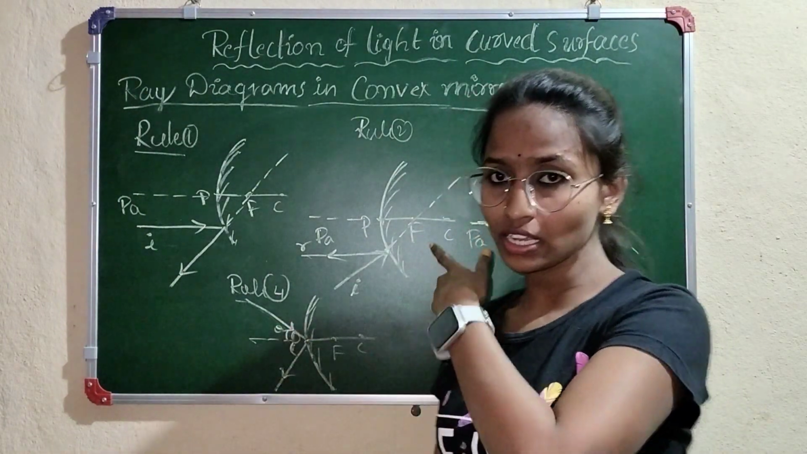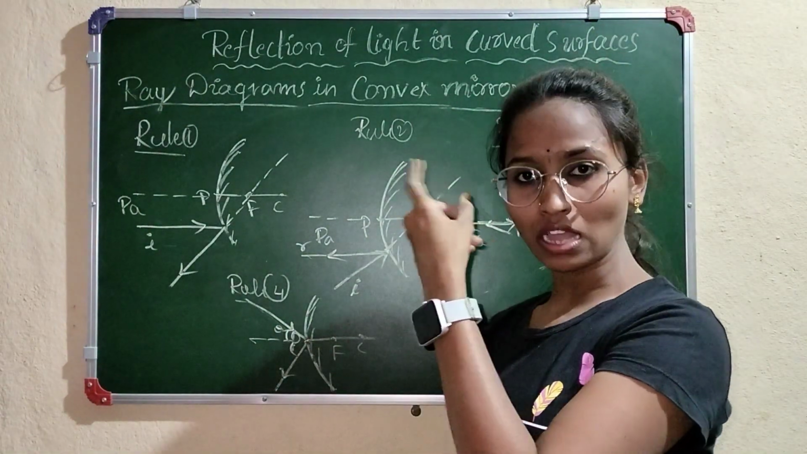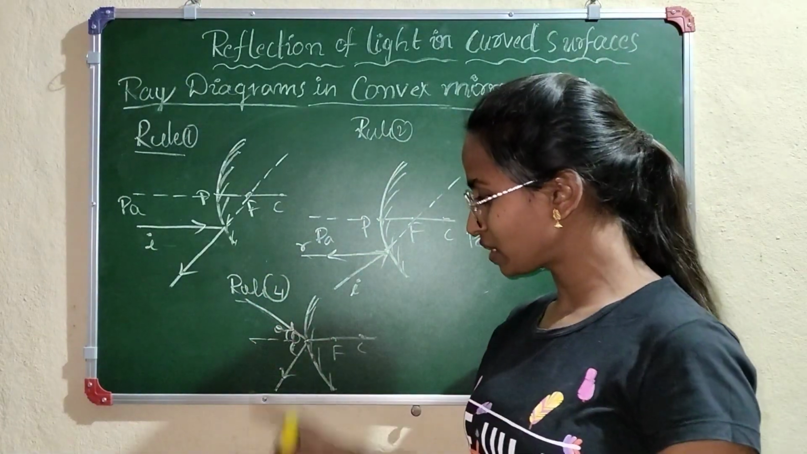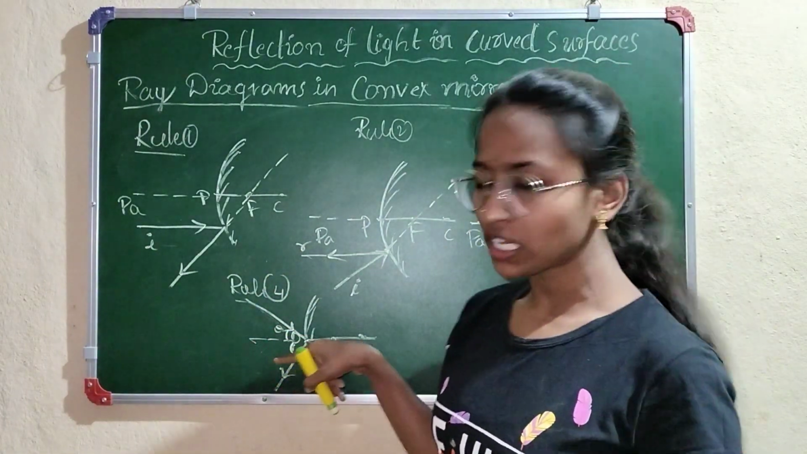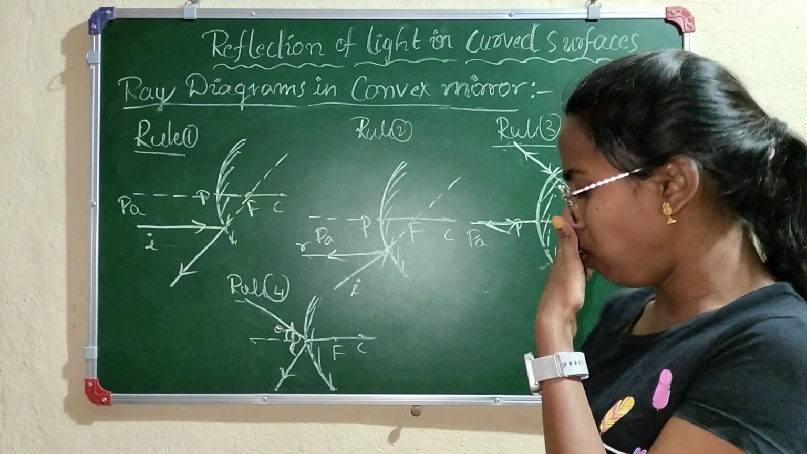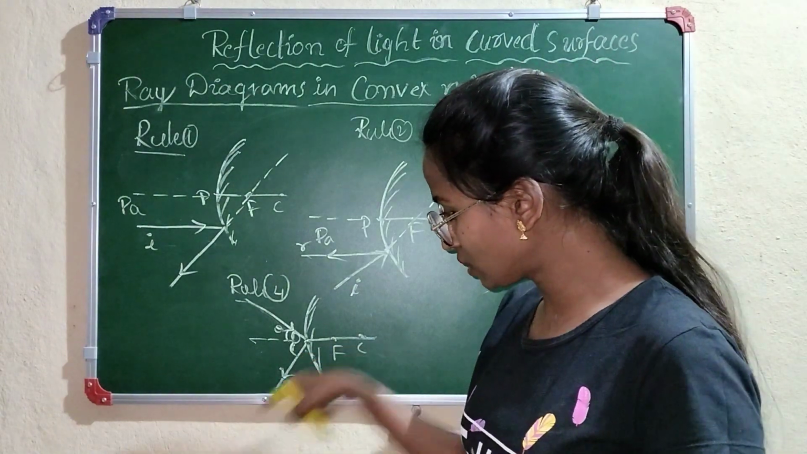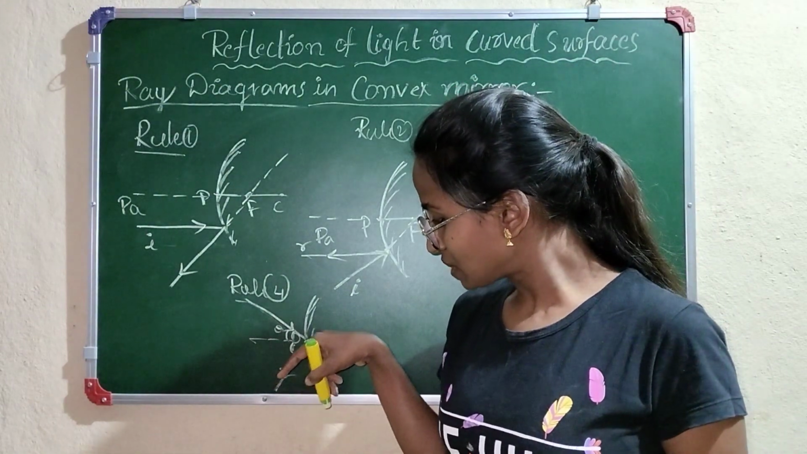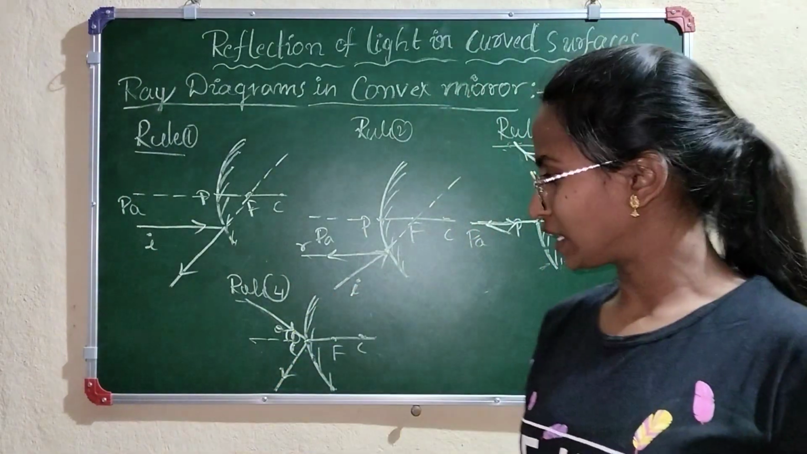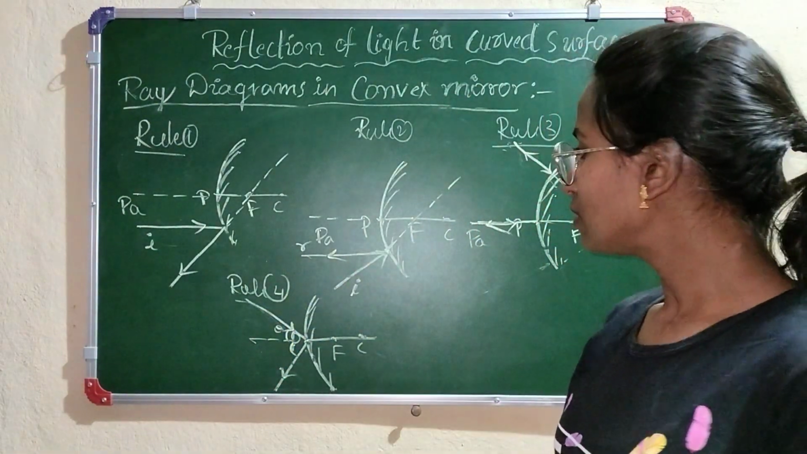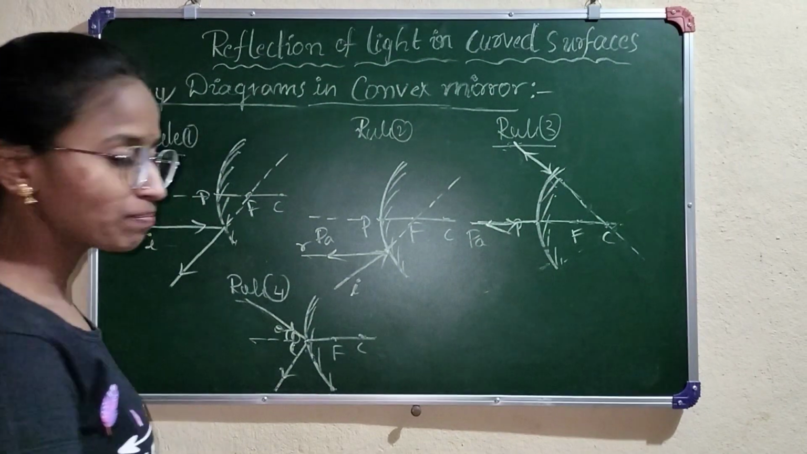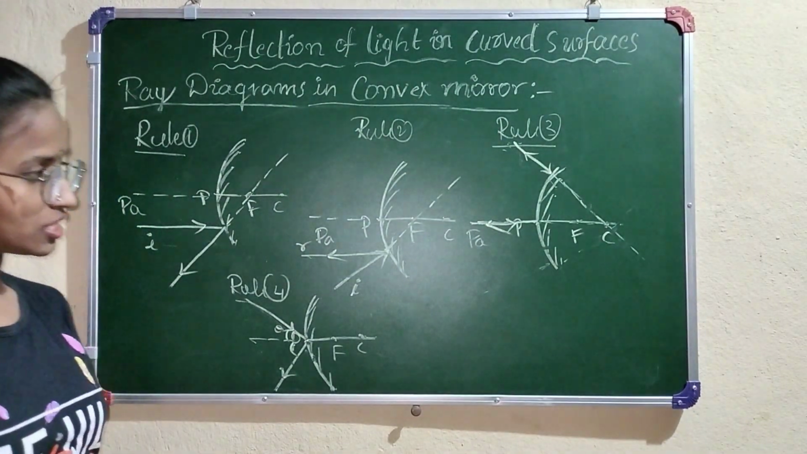If it passes through the pole making some angle with the principal axis, in the concave mirror it is making an angle with the actual real principal axis only. But here it is making an angle with the extended principal axis, and after reflection it will pass from the same point making an equal angle. These are the 4 ray rules for the convex mirror. Am I clear, all of you?